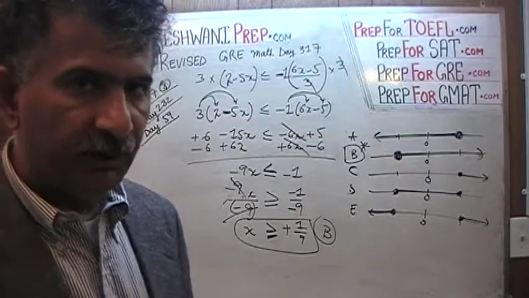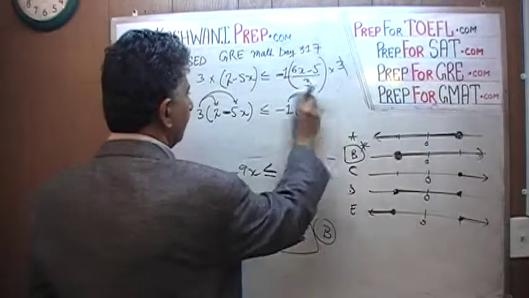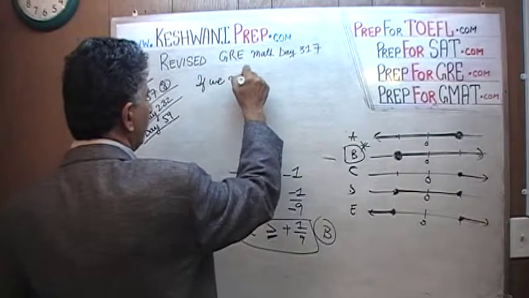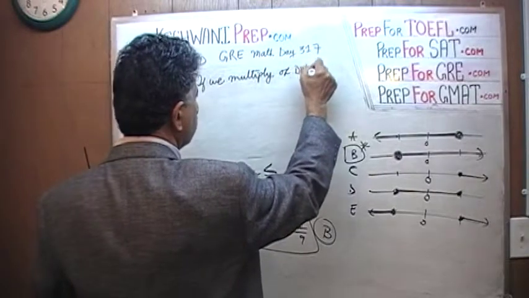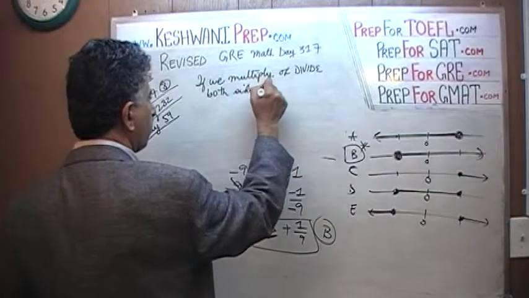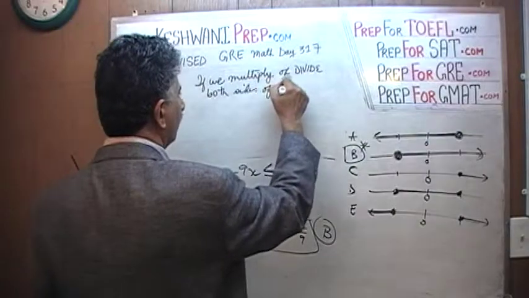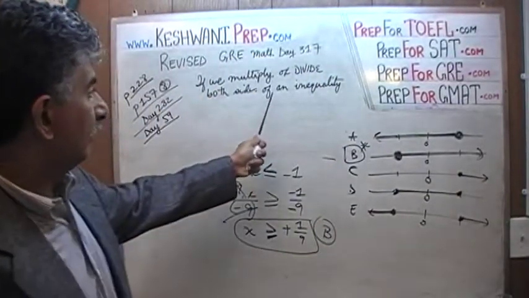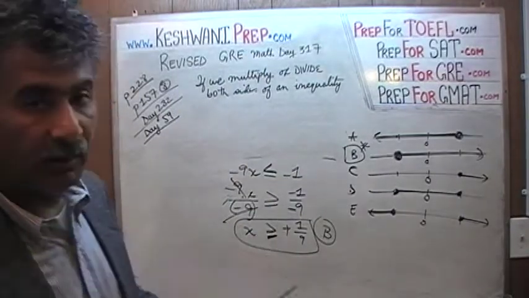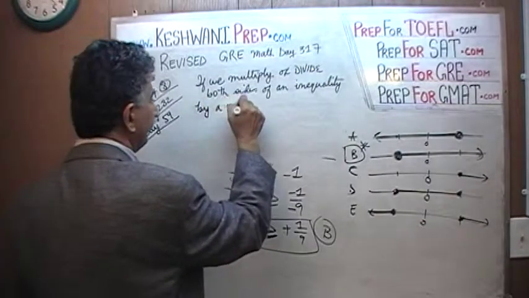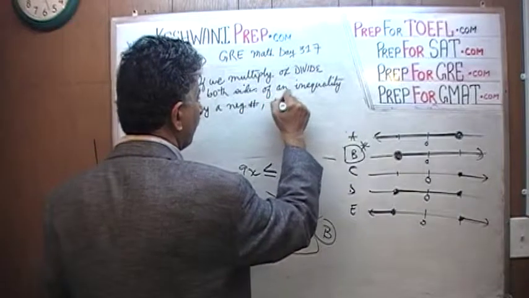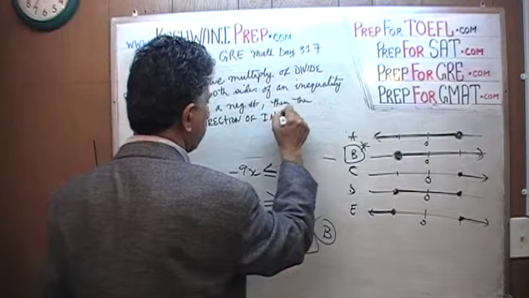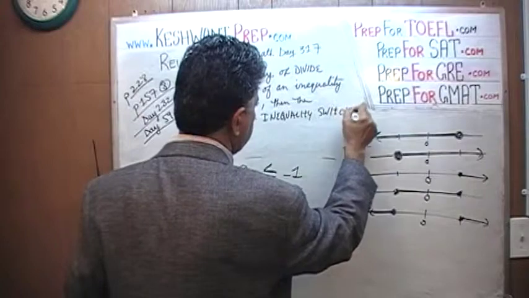So again, just like yesterday, the only thing that we have to keep in mind is that if we multiply or divide both sides of an inequality by a negative number, just like we did here, when we divided both sides of the inequality by negative 9, then the direction of the inequality switches.